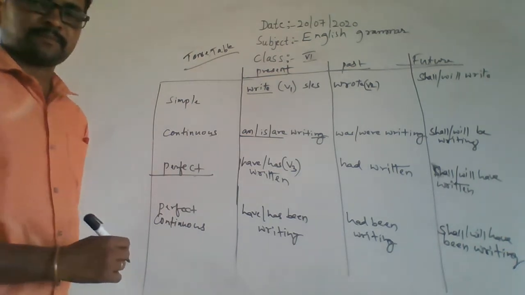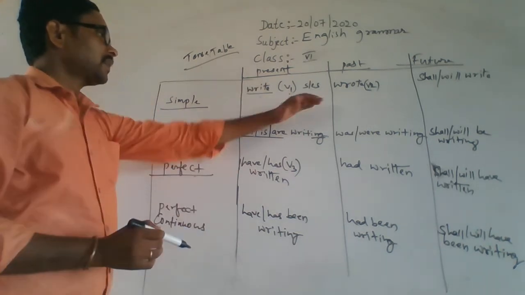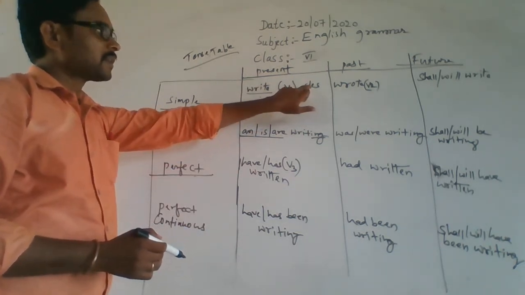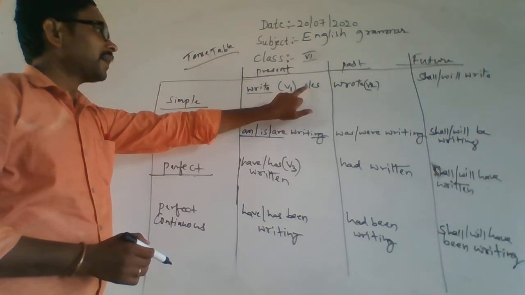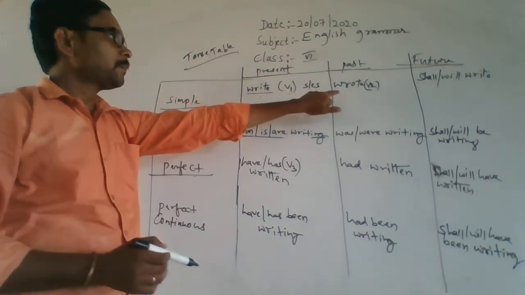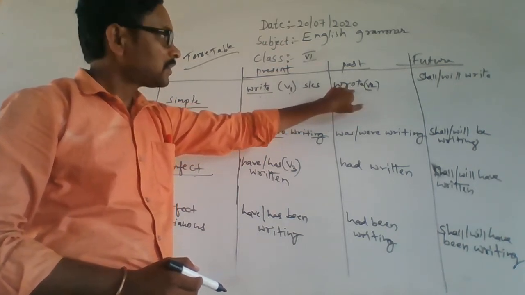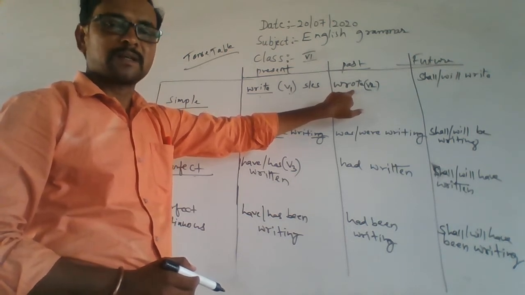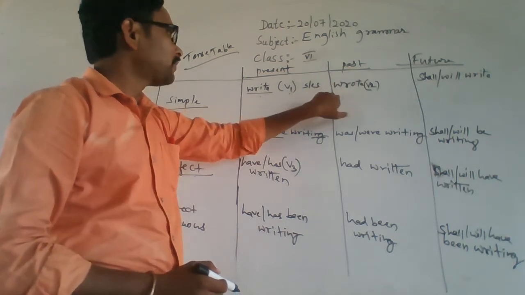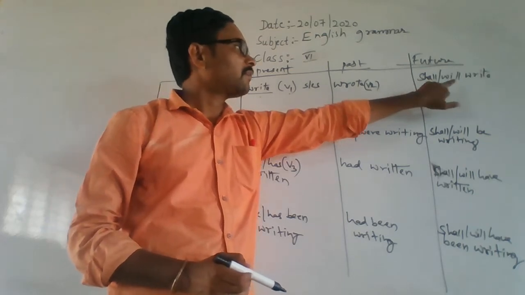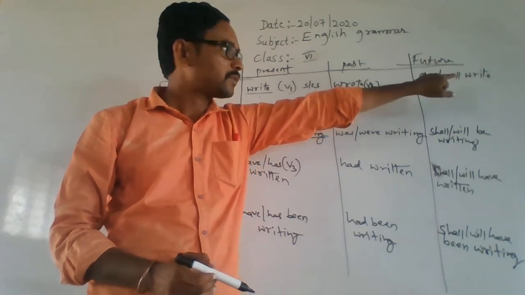Is it understood? So simple present, write it as V1. Singular subjects end with S or ES. For example, he, she, it are singular subjects. At the moment, end with S or ES. In the simple past, write change as wrote, because we should write V2 here. V2 means past, present, past and past participle. Then simple future, we use two helping verbs, shall and will. Then we should write V1 there also.